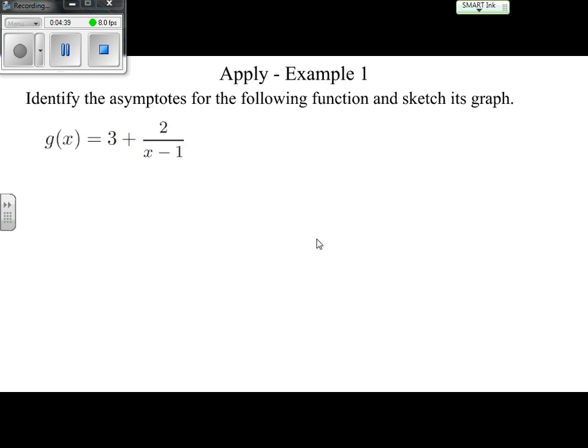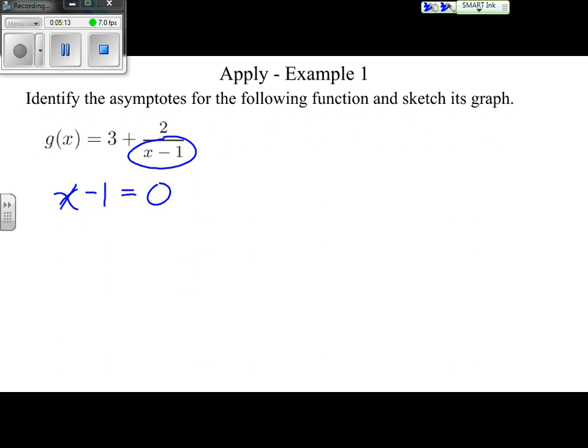So for our first example, we have a function g of x, and as you can see, there is a fraction in our function, the 2 over x minus 1, and then whatever that is, we're adding 3 to it. All right, so since we have a fraction in our function, we know that we can find a vertical asymptote by setting our denominator equal to 0. Well, again, what's the denominator? It's the bottom of our fraction. So the bottom of our fraction is x minus 1. And we're going to set that equal to 0.